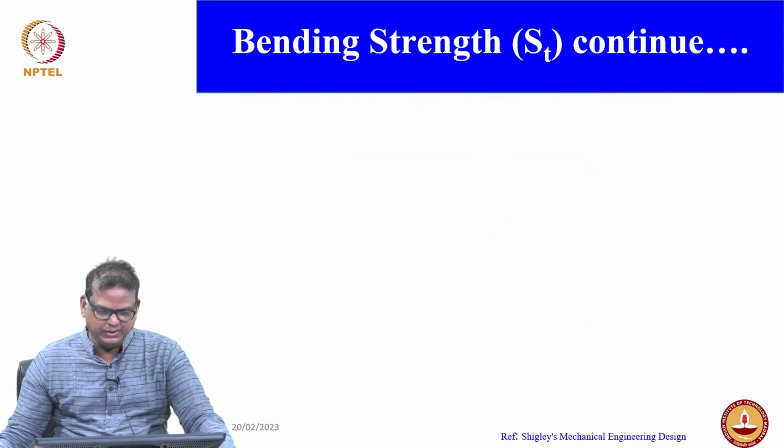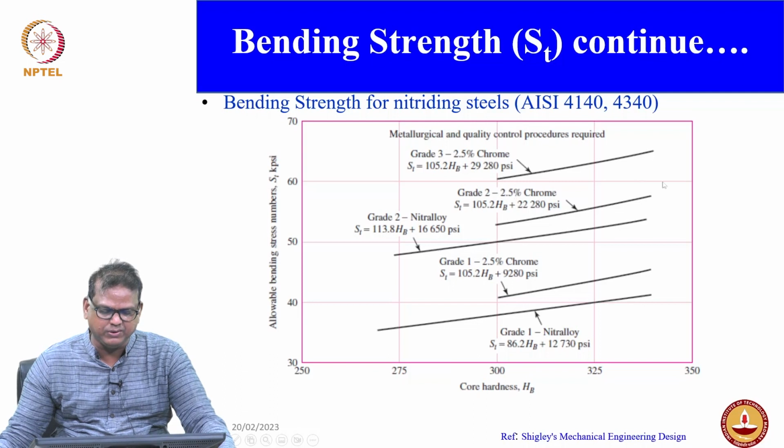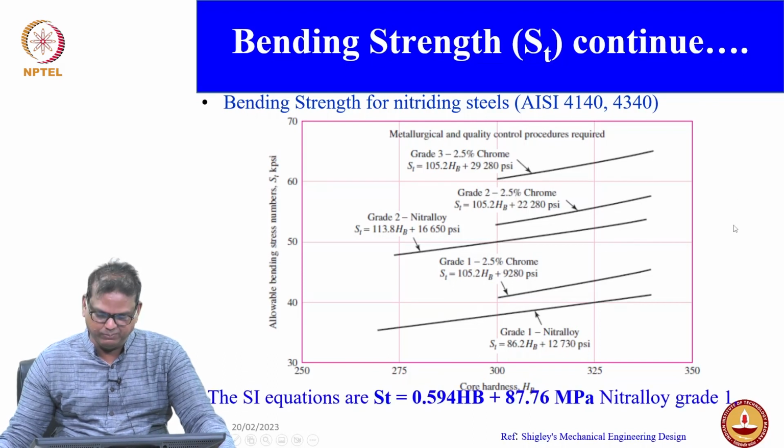And this again is for nitrided steels also. We again have various grades, grade 1, grade 2, with increasing chromium component level.